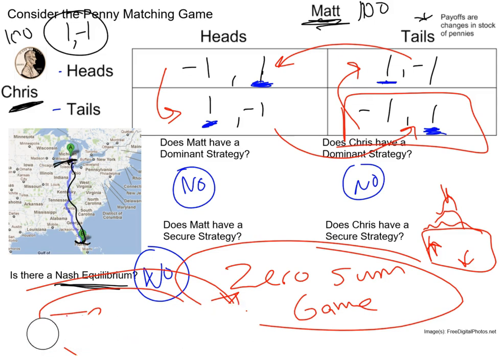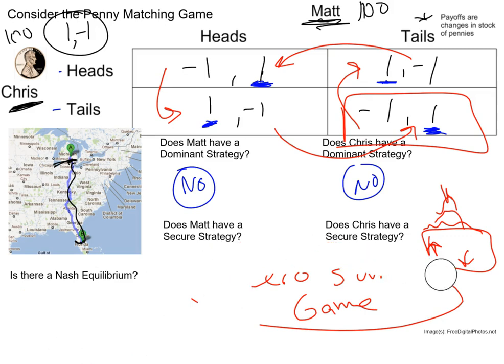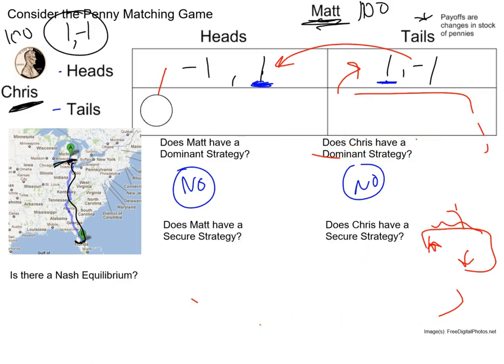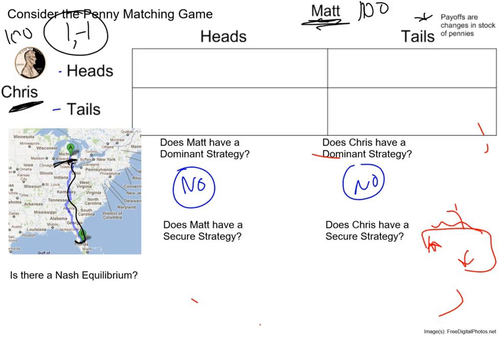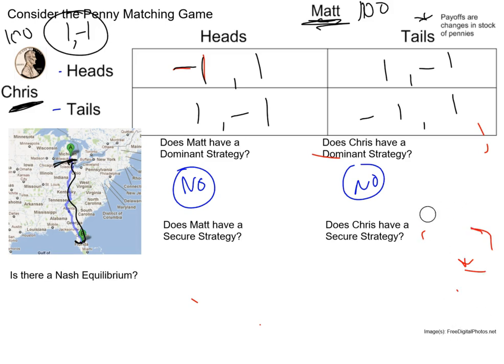The other thing that we want to point out again about this story of our penny matching game is what we said: there was no Nash equilibrium, right? We've got -1, 1, and we've got 1, -1. There was no Nash equilibrium that was a so-called settling point where we're both not going to want to change our decision in terms of unilateral deviations.